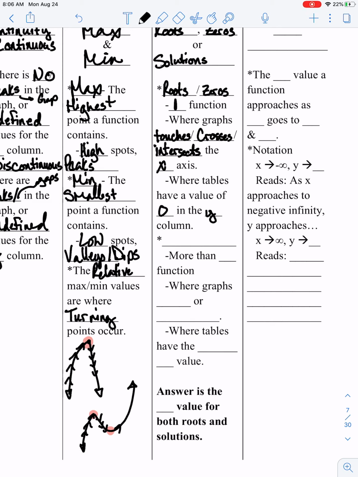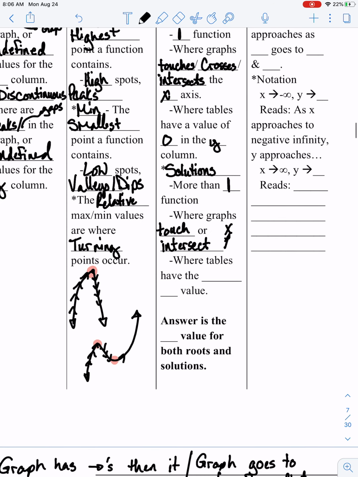Okay, and solutions is when you have more than one function, so 2, 3, 4, 5. Think of solutions as when you solve systems of equations, where the graphs touch, meet, or intersect. Okay, and for roots, solutions, and zeros, we're always wanting the x values. Again, I have that down here at the bottom. Your answers to a solution is where your tables have the same y value.